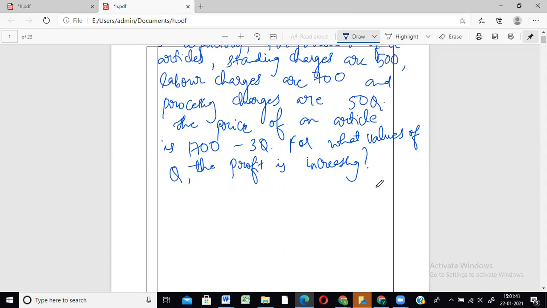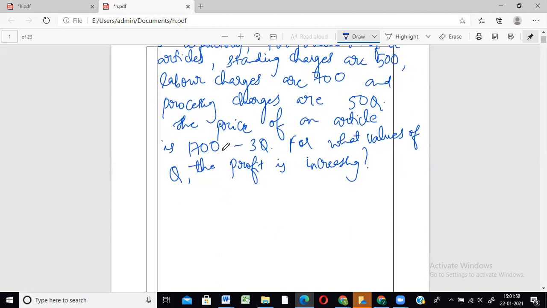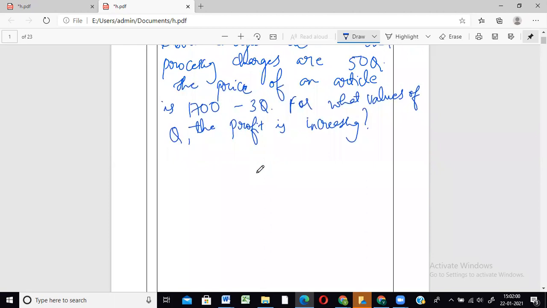For what value of Q is the profit increasing? They're talking actually about profit, not anything else. But what do we have over here? Do we have anything related to profit? No, they've given us standing charges, labor charges, processing charges, and the price, but they've not given us profit. But we can find out profit.